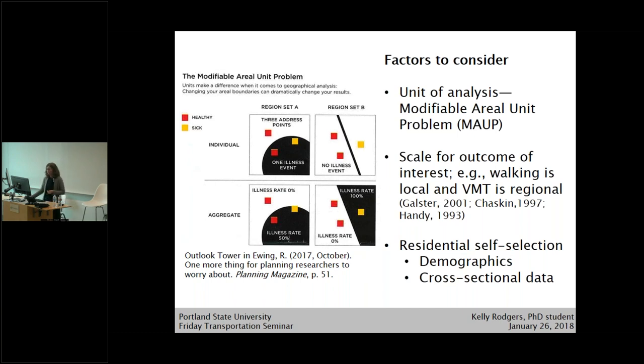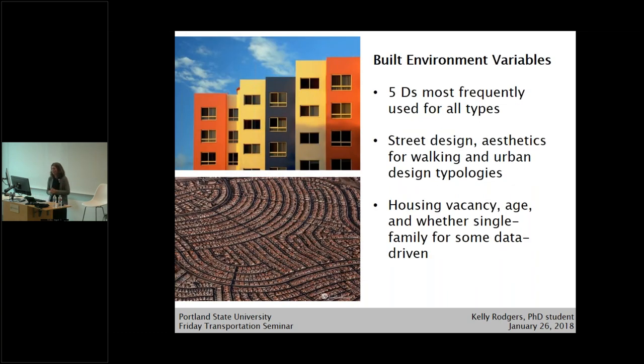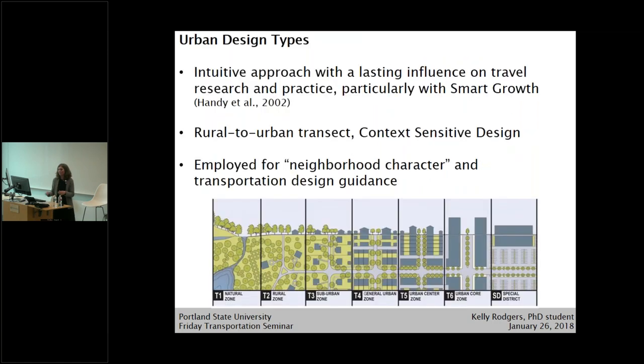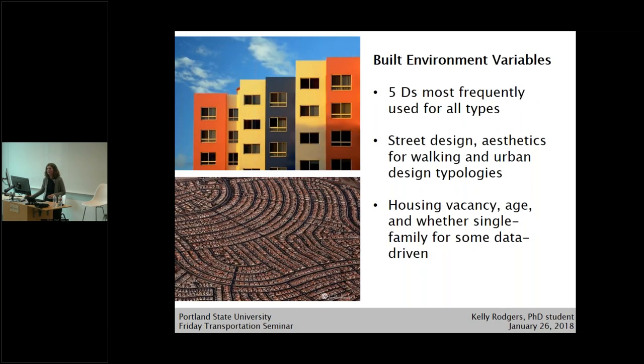These were all addressed more or less in some of the studies that I looked at. As I mentioned before, the five Ds were used in pretty much all of the studies, with all of the various approaches. If people were interested in walking or had a more design orientation, they were interested in other things around aesthetics, pedestrian amenities, and other things on a much finer scale, which are much more difficult to capture if you're looking at a larger area.